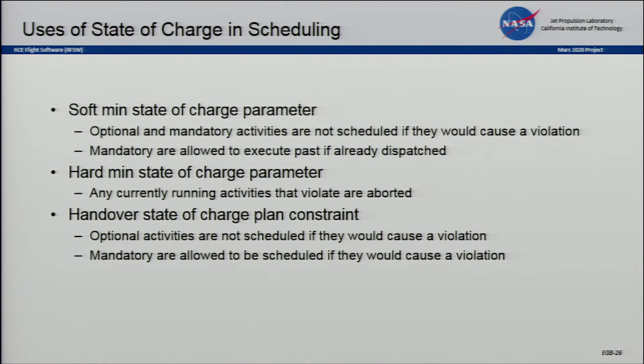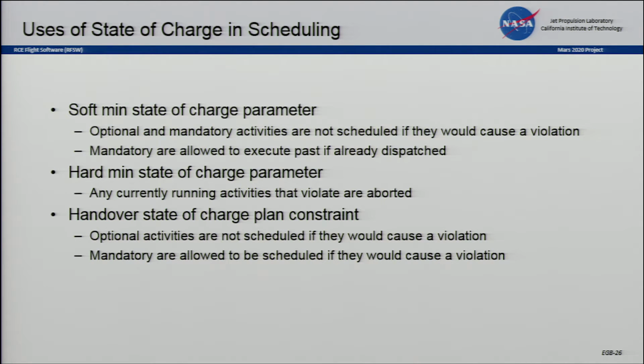Now, once you're running, though, there's a second limit that's a bit lower. That would be the hard state of charge limit. And if we find an activity that's actually running, and we have violated the state of charge limit, then we're going to take some action against those activities. So we're starting to get more and more drastic.